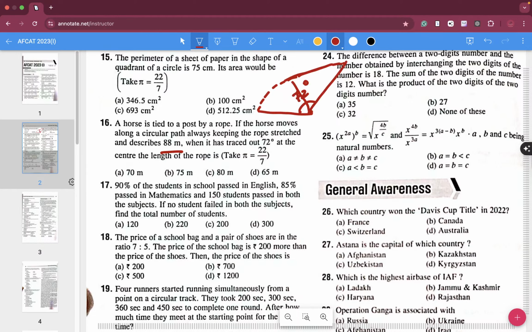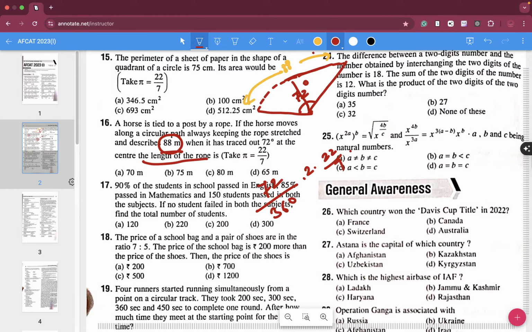So a horse is tied to a post by a rope. If the horse moves along the circular path, always keeping the rope stretched, and describes 88 meter, which means that this particular length over here is 88 meter. So what do we have to find out? We have to find the perimeter, so theta by 360 into 2 into pi into r.